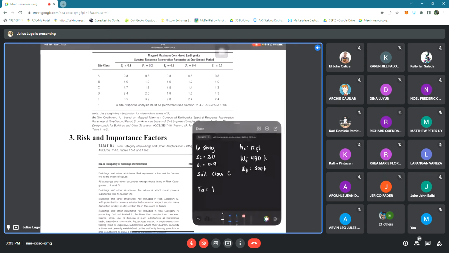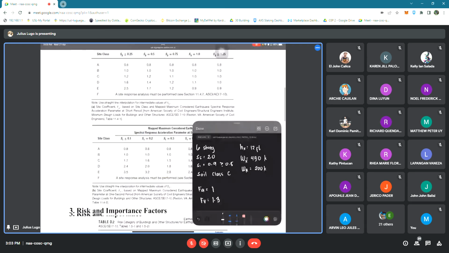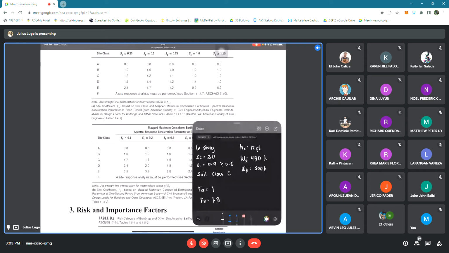So, the Fv value will be determined using the soil class and your S1 value. So, in this particular problem, your S1 is 0.9, which is greater than or equal to 0.5. So, this will fall under the last column and then your soil class C. So, most likely, your Fv value will be equal to 1.3. Okay, so that is how you're going to use the table. All the values in here, as you can see, are the values of your Fa and your Fv. Okay, so that's all, guys. That is how it is for you to determine your Fa and Fv.